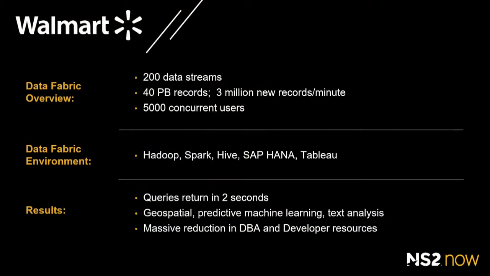The environment is the Hadoop distributed file system, Spark, Hive, SAP HANA, and for visualization they use Tableau. The result of this architecture is that their queries run in 2 seconds or less. That was their benchmark. They use geospatial analysis, predictive machine learning, artificial intelligence algorithms, and natural language processing text analysis, powered by the in-memory processing engines of the SAP HANA platform. The benefit was massive data compression and a reduction in resources needed to administer the system.